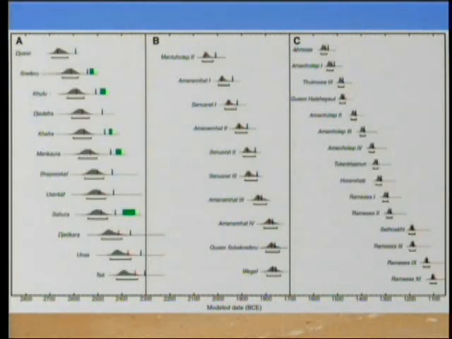And here's the way that they show their data to begin with. Djoser, you'll notice that the red bar, which is the Shaw chronology, is better than either the blue or green, which are out here. Sneferu, the same. Khufu. And you go through this, and you know, that looks pretty good, actually.